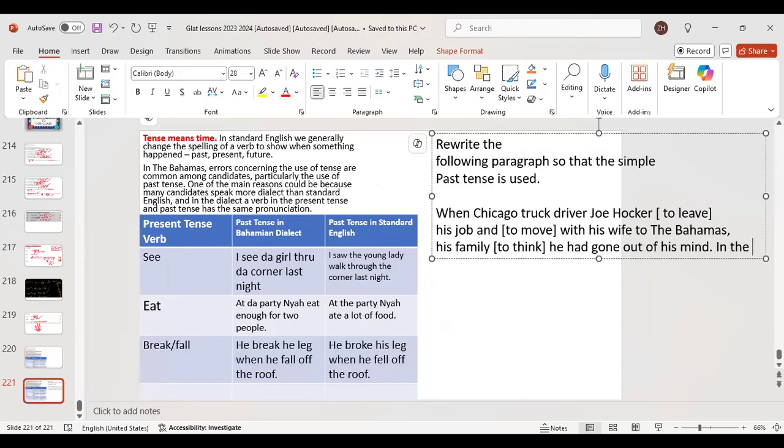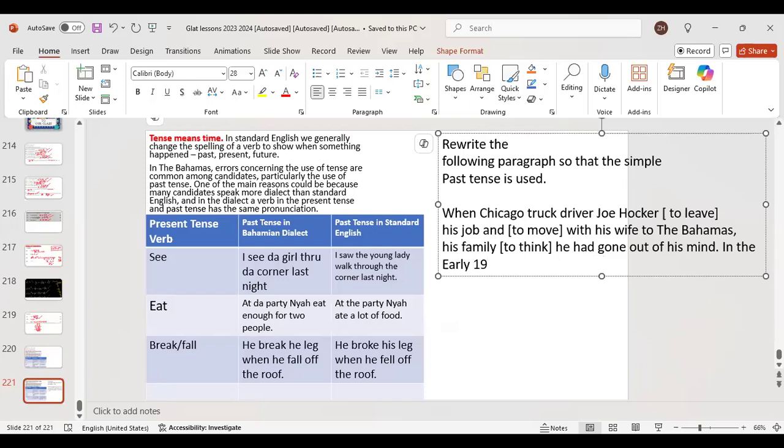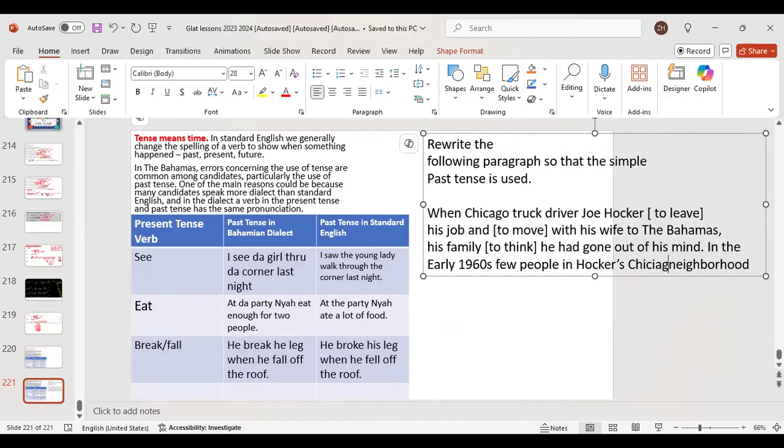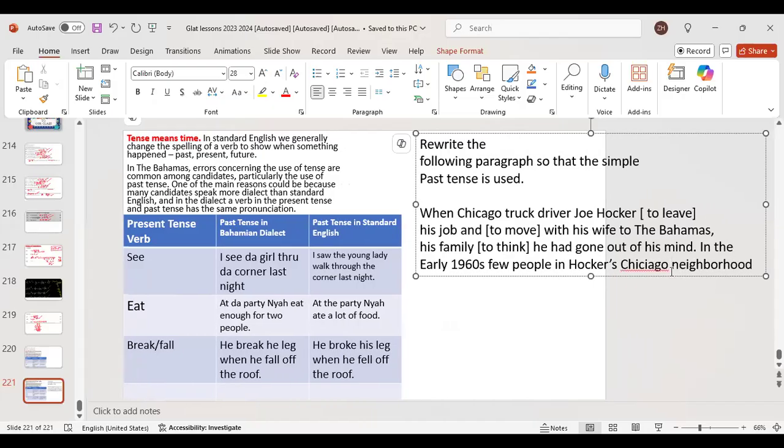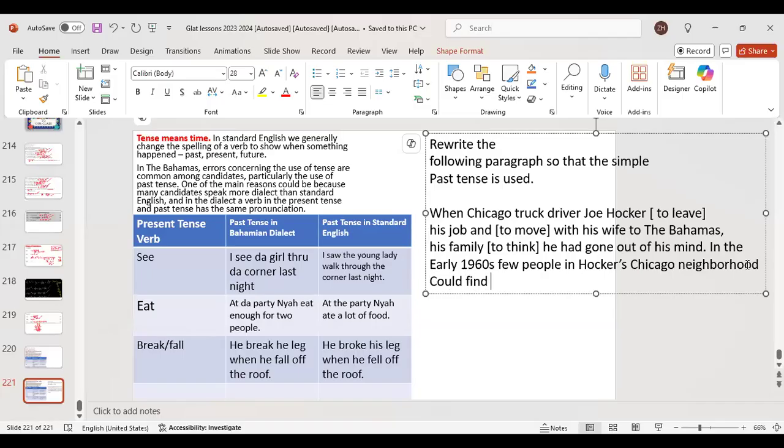In the early 1960s, few people in Chicago in Hawker's neighborhood could find Exuma on the map.